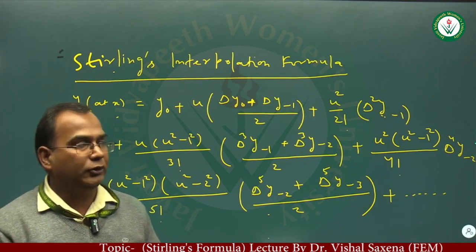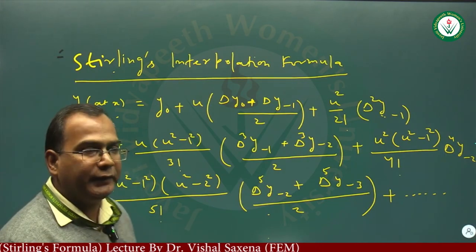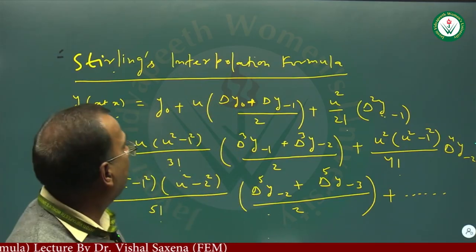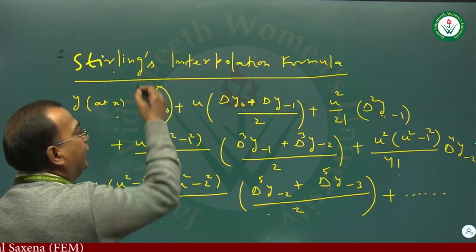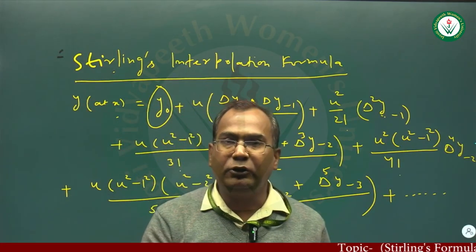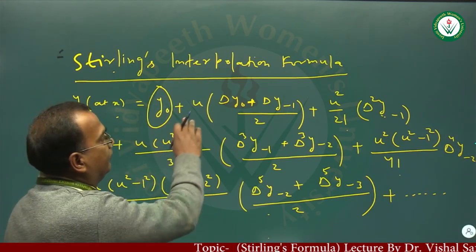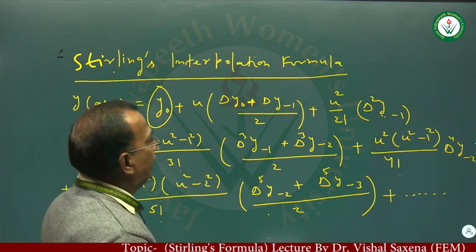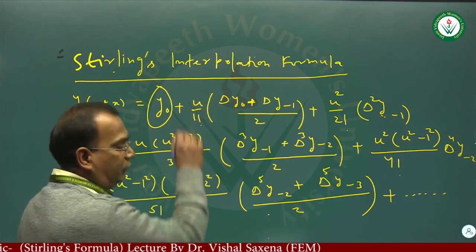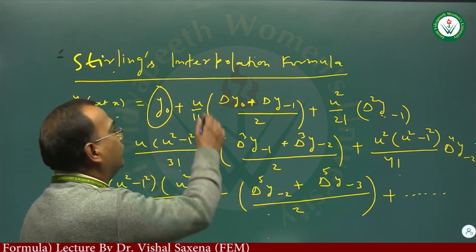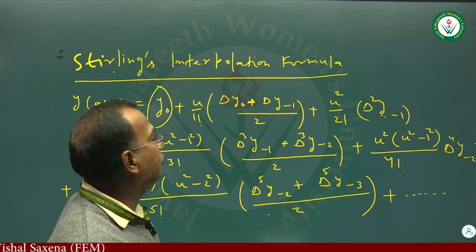It is very easy. Suppose we have to find y at some particular value of x. Then the formula is given by y naught plus, where y naught can be taken as the center value in the table of y, u into (del y naught plus del y minus 1). It is like u upon 1 factorial, because the exponent of u is 1, and (del y naught plus del y minus 1) upon 2.